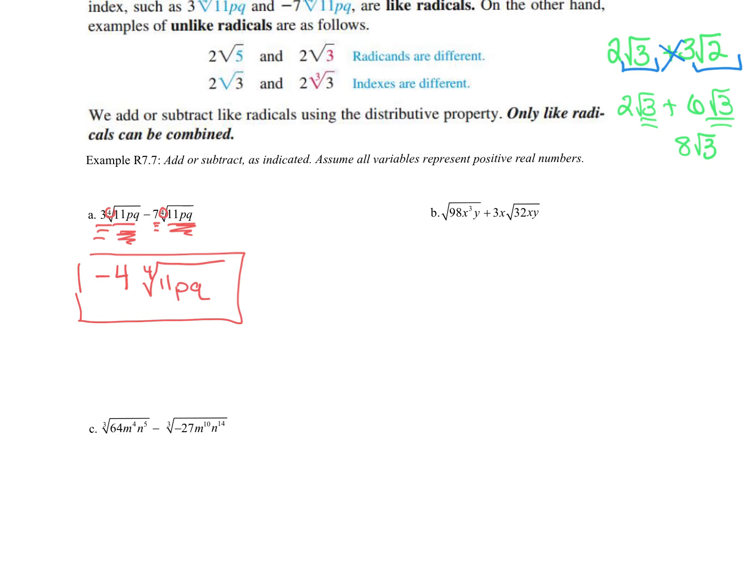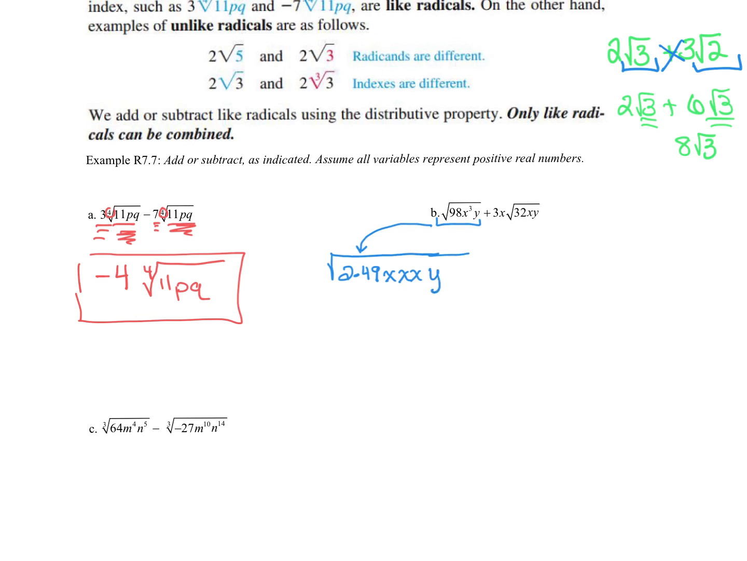The next one, they're not quite the same, so let's clean it up a little bit. So I'm going to use blue for this first piece. For that first piece, I can rewrite this like this. 2 times 49 is 98. And then I have x cubed, and then a y.